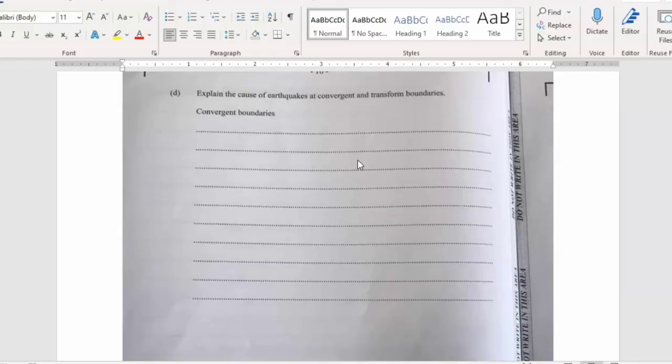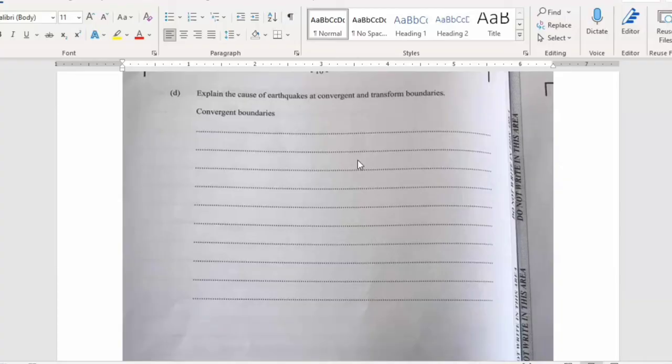Now at transform plate boundaries, two plates are sliding past each other. Now, as the plates rub against each other, they may eventually stick onto each other where pressure and stress is built up. Now, when enough pressure and stress is built up, the plates will snap apart, and once they snap apart, the energy or the stress that is built up will result in an earthquake.